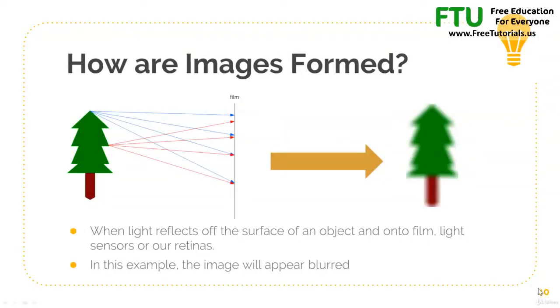So how exactly are images formed? Now this goes back to your high school physics work, which you hopefully do remember. But imagine light has been reflected off a tree onto a flat surface here. This is called a film or sensor, if you want to think about it in terms of cameras, or retina in terms of our eyes. And since light is coming at all angles, the image is actually going to be blurred at this point.